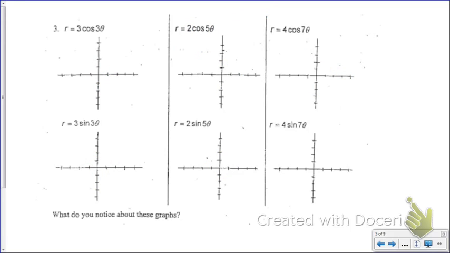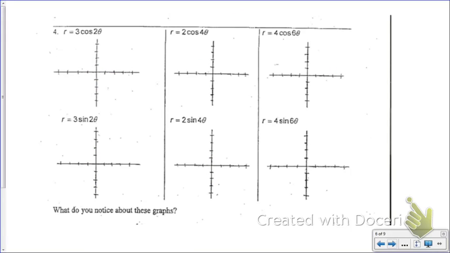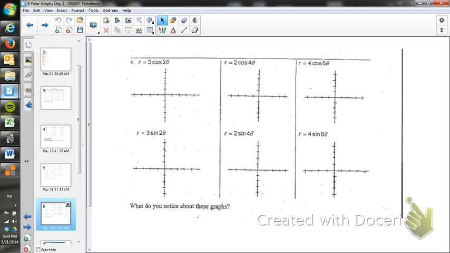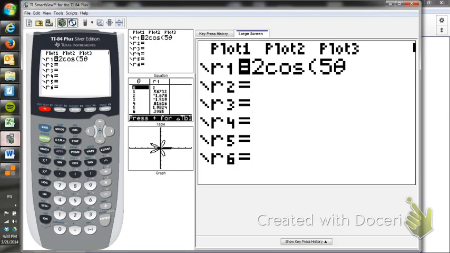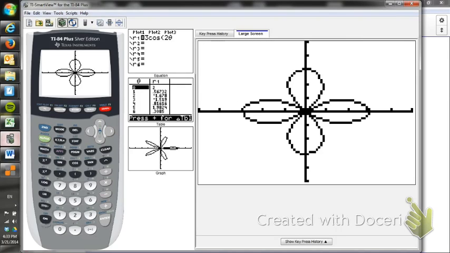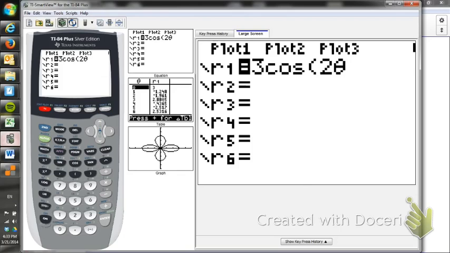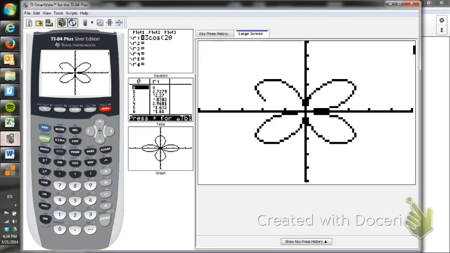Alright, and the last section we're going to look at, these look like the same kinds of equations, but there is going to be a slight difference to them. So let's graph 3 cosine 2 theta and 3 sine 2 theta. Now you'd expect these would be roses with 2 petals and each with a length of 3. But what's going to happen here is instead we have 4 petals. And if I change it to sine, there's still 4 petals. They're just not on the axes.